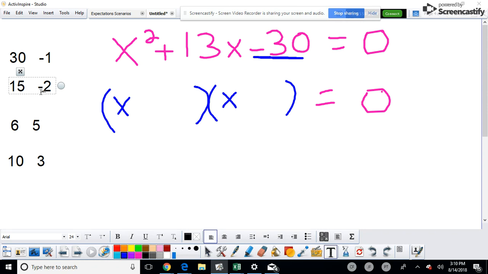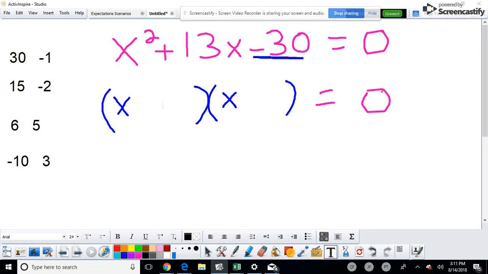Well, 15 times negative 2 is negative 30. And if I add them, 15 and negative 2, that's going to give me 13. Well, if I make this negative, that's going to give me negative 7 when, I'm sorry, positive 7 when I add them. And even if I make the 10 negative, that's going to give me 7. So I can't use this. The only one that I can use is 15 and negative 2.